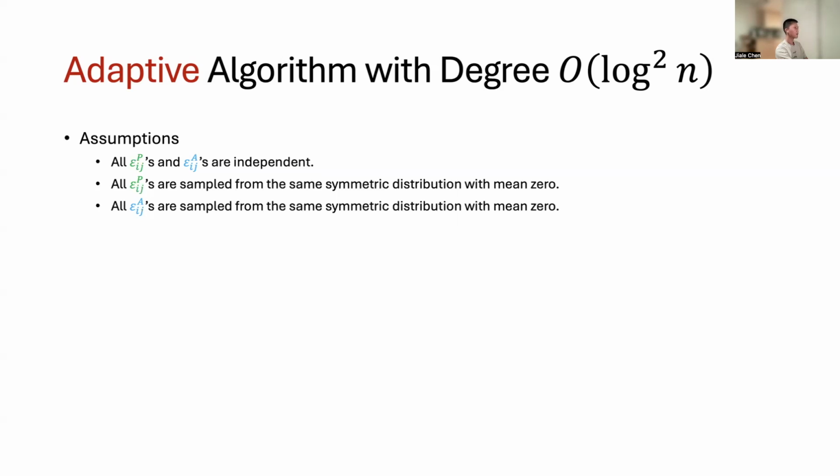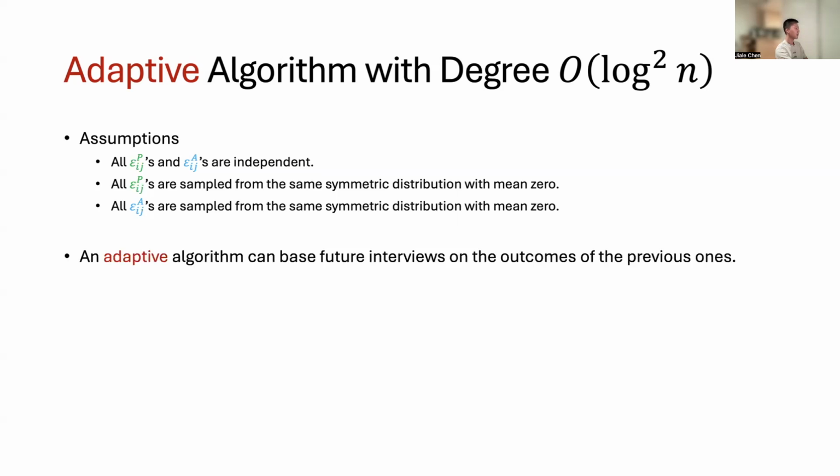Note that the two distributions here do not have to be the same. An adaptive algorithm can base future interviews on the outcome of the previous ones, meaning that it can look at the interview results of the previous interviews and decide its future moves.